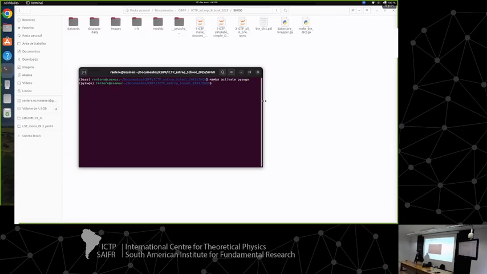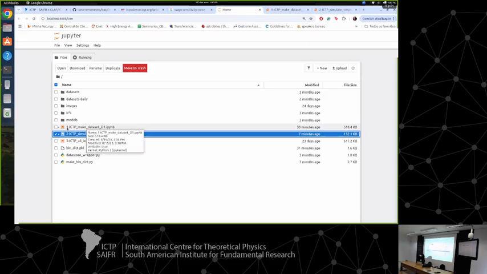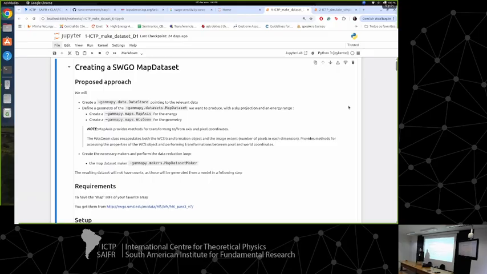Mamba activate PySWGO, okay, and then Jupyter notebook. You should see something like this, and then please open the notebook called 1 ICTP make data set. Did you manage to open the notebook? Okay.